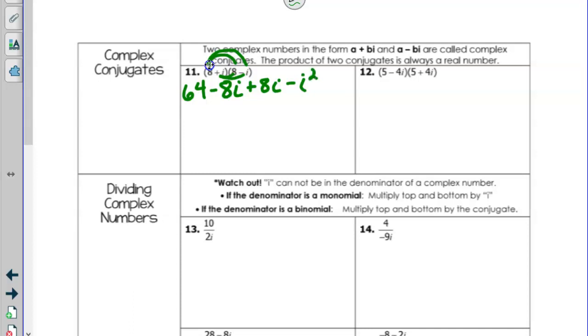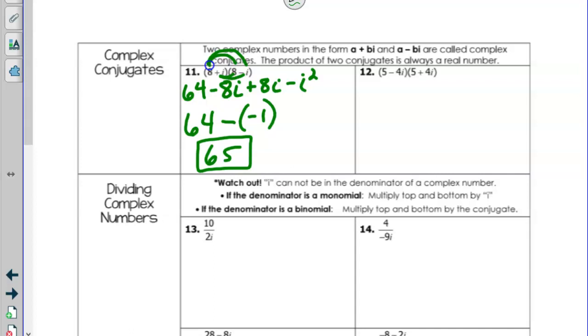Well, what's going to happen to those middle numbers? Yep, they're going to cancel each other out. So we get 64 minus, and what is i squared? Negative 1, right? So now what's 64 minus negative 1? 65, right? That is your answer. So it went from imaginary, they're complex conjugates. When you have that situation, it's going to end in a real number. Does that make sense to everybody?